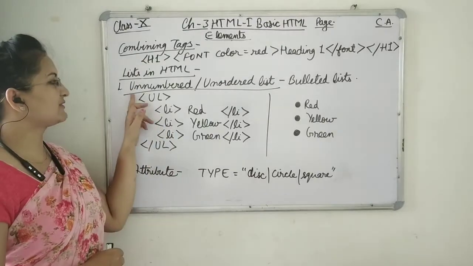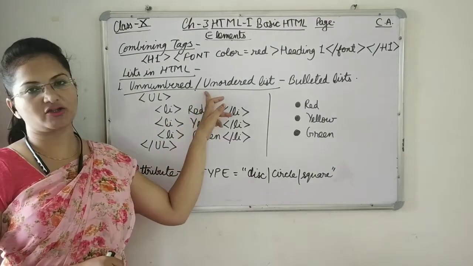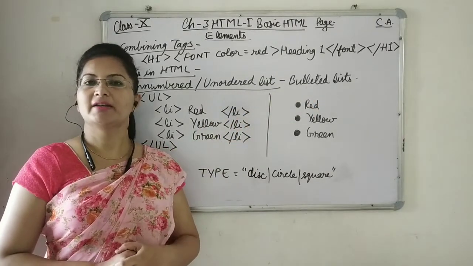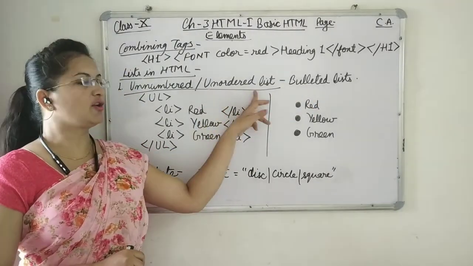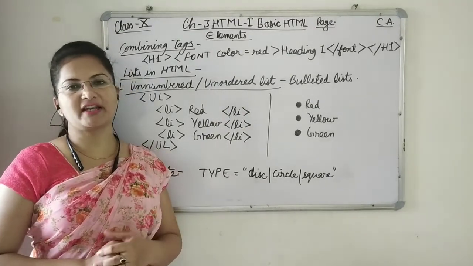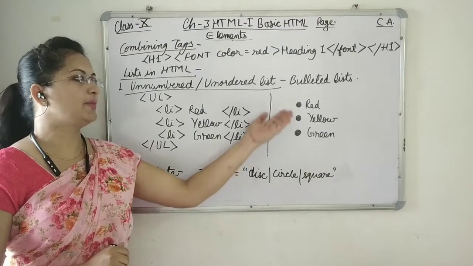First of all, students, we will study the unnumbered list, or unordered list. This list is also known as a bulleted list. Unordered means no order. That means there is no particular sequence. So list items will be displayed in the form of bullets like this.